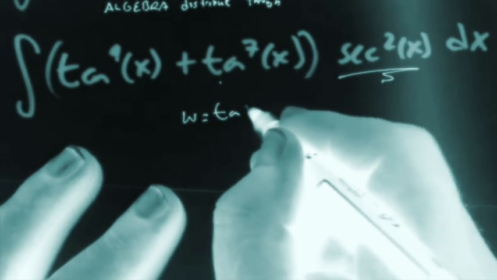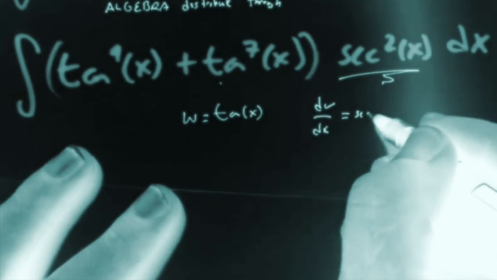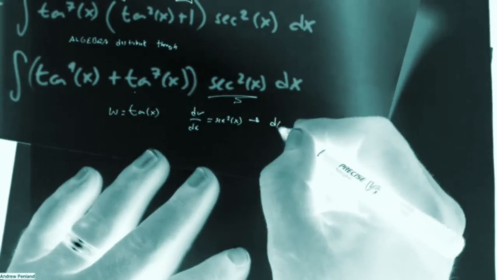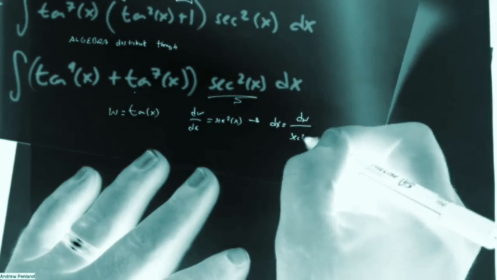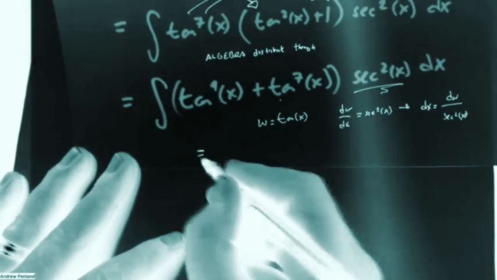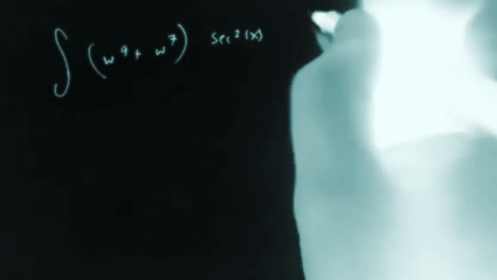This is helpful because secant squared of x is the derivative of tangent of x, so we can make the substitution w of x equals tangent of x. This gives dw/dx is equal to secant squared of x, so we solve dx equals dw over secant squared of x. When we plug this back in, things cancel nicely and we have the indefinite integral of w to the 9th plus w to the 7th dw.